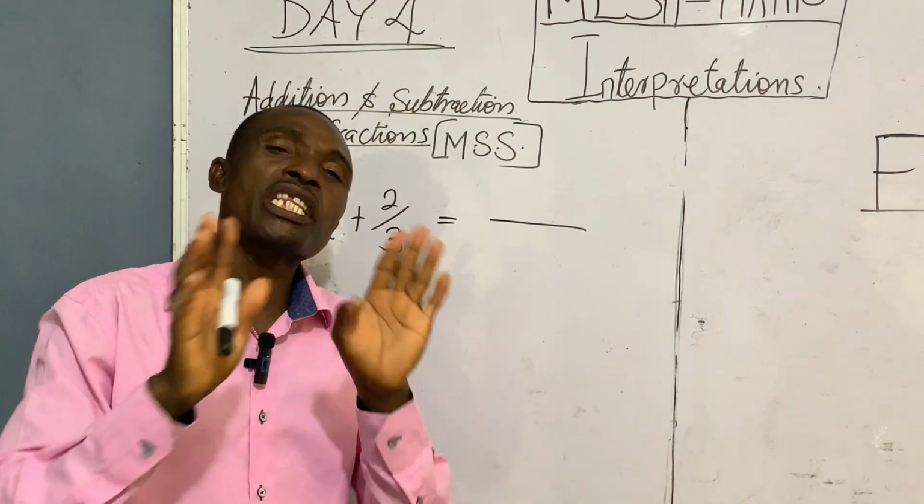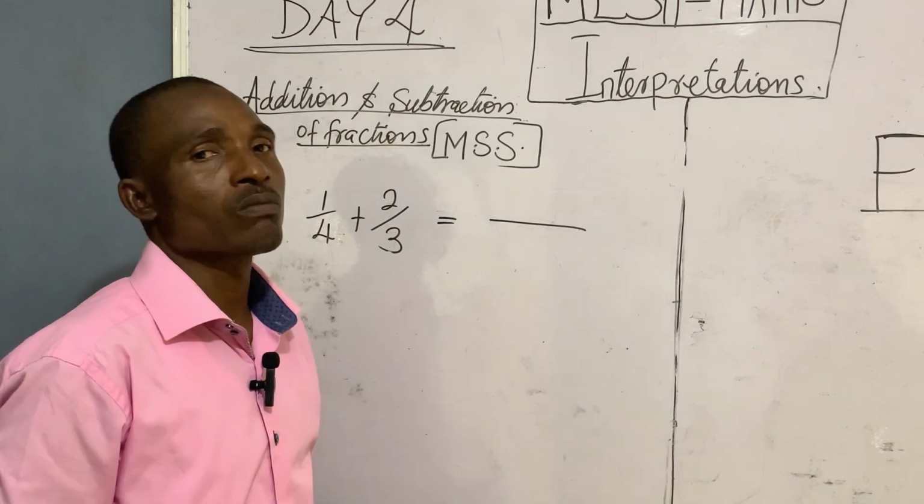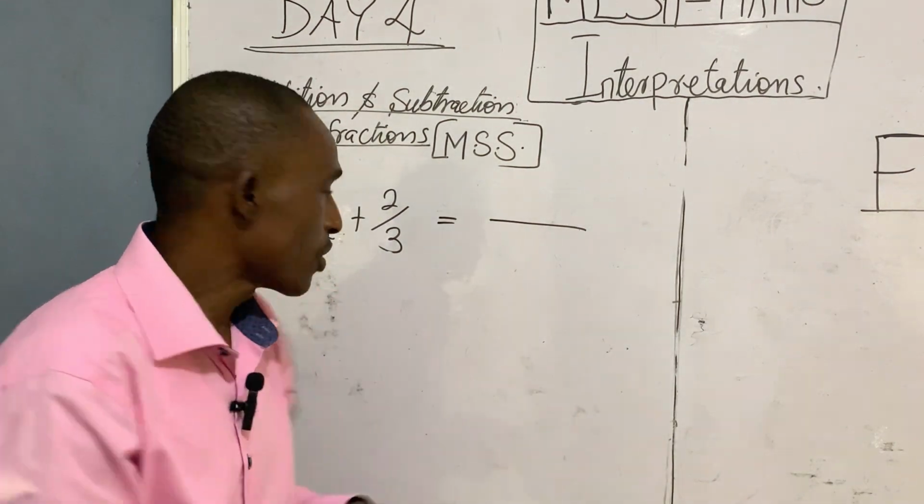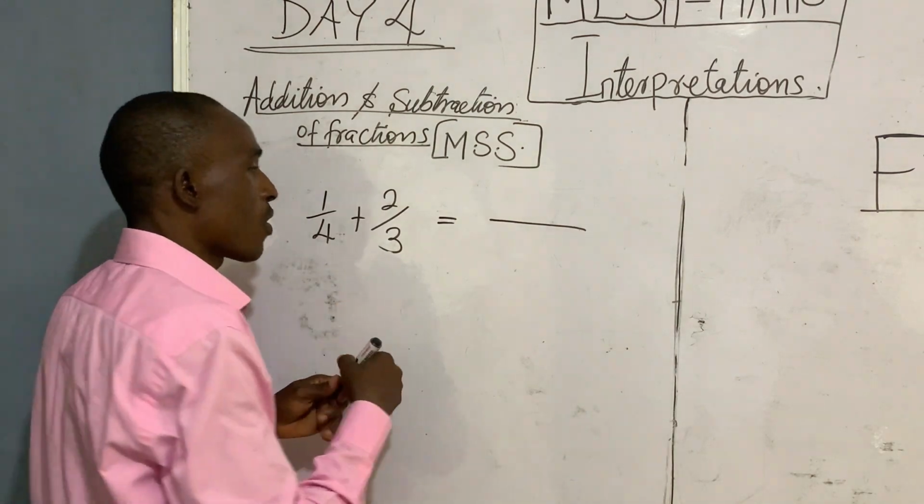For that purpose, the only thing you will do is to multiply the 2. Just multiply these 2 to get your LCM. Don't bother yourself. So 4 times 3 will give you 12.